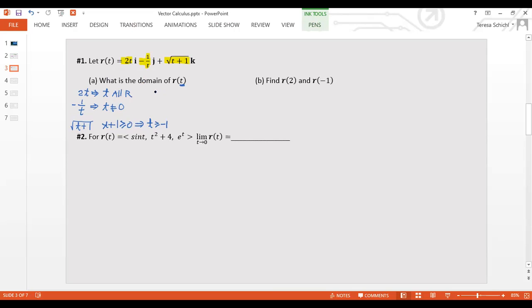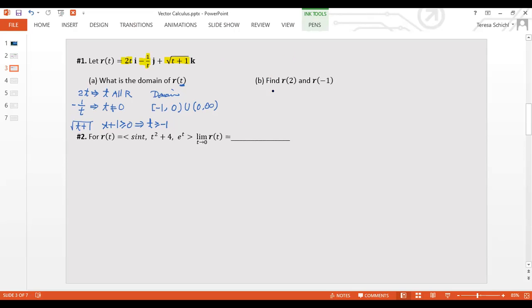So what is my domain? t has to be greater than or equal to negative 1, but t cannot be equal to 0. So the domain is negative 1 to 0, union 0 to infinity. That's why you put a parenthesis on the zero, because t cannot be equal to 0.